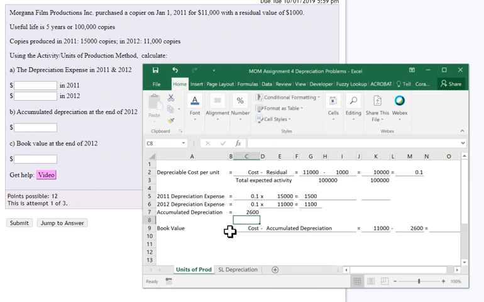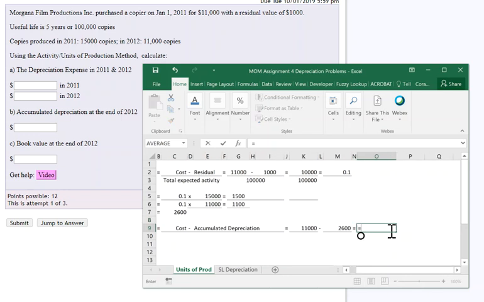It also asks for book value, cost minus accumulated depreciation. Well, my cost was $11,000. My accumulated depreciation, the 2 years' worth, is $2,600. If I take the $11,000 minus the $2,600, I'm going to get to $8,400.